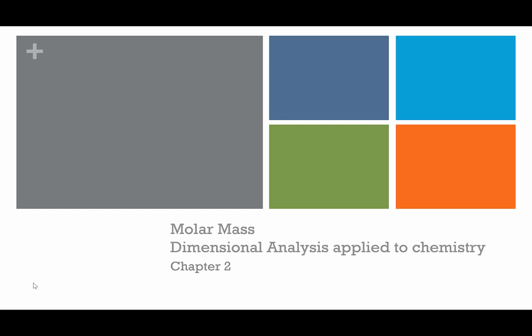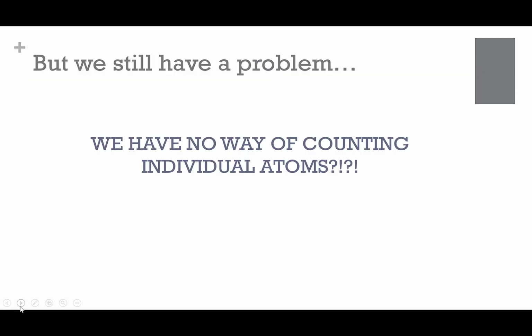So in the last video we talked about how to get from atoms to moles or moles to atoms. But here's the problem. You walk into a general chemistry laboratory. We don't have any way of counting individual atoms. We don't have any instrument where I put my sample on there and it says, this is how many moles you have. So how are we going to do some sort of analysis while we're in the lab?